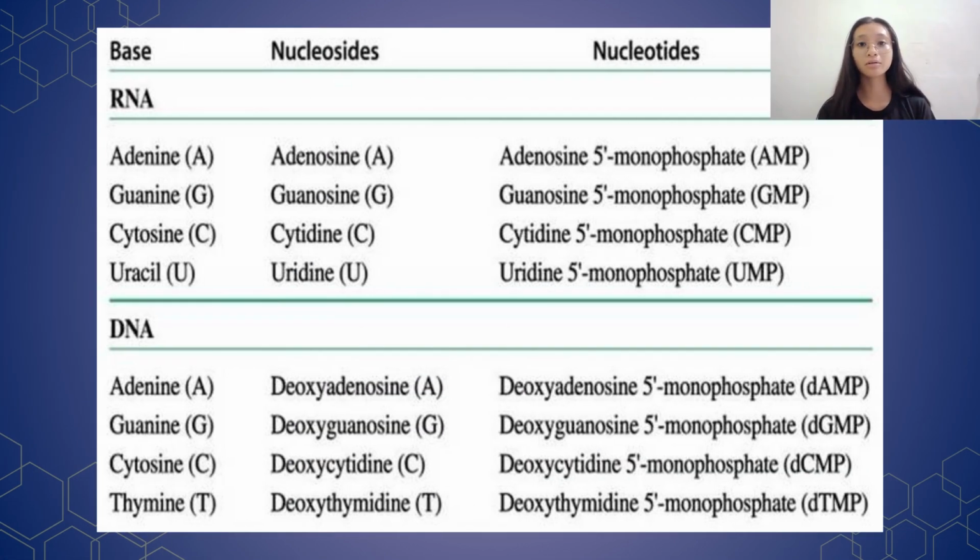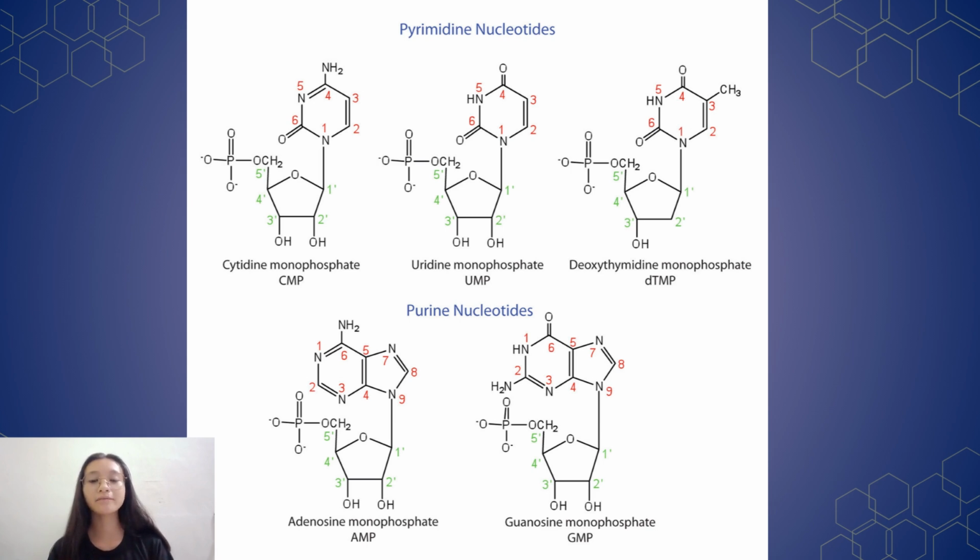Here is a table of nitrogenous bases for your RNA and your DNA, and how differently they are named if they become a nucleoside and a nucleotide. In your nucleoside, it ends with osine or idine, and eventually it will change if it becomes a nucleotide. And here we have the structure of those nucleotides. This is what they look like.